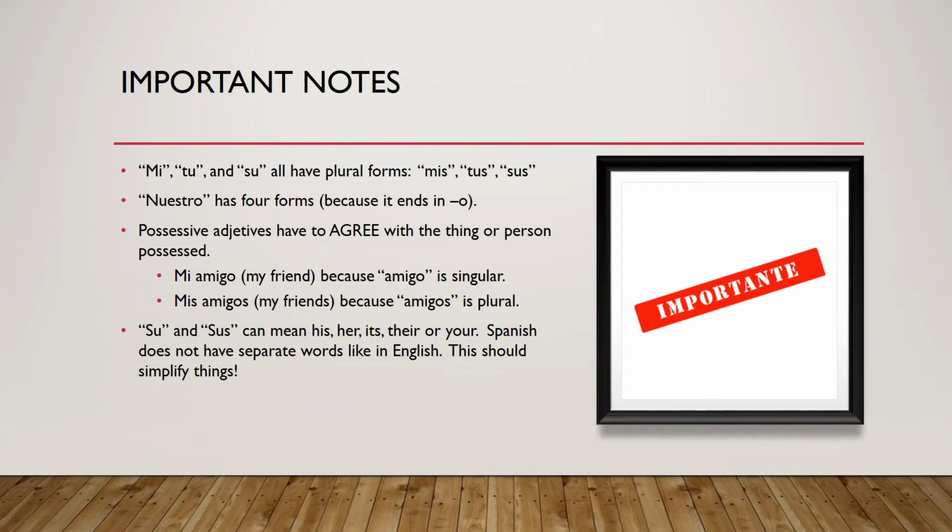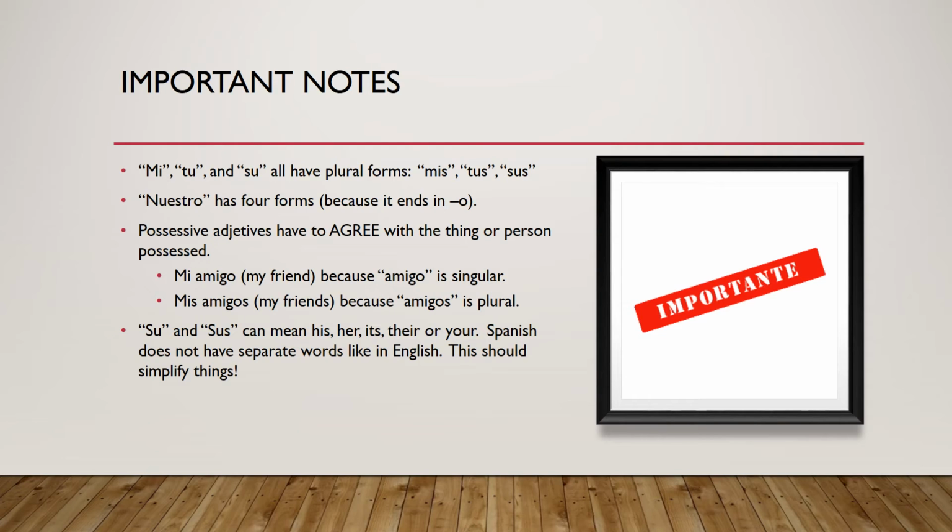So here we have a few important notes about possessives. So mi, tu, and su all have plural forms, mis, tus, and sus. However, nuestro has 4 different forms. Because it ends in O, it could change to be nuestro, nuestra, nuestros, or nuestras. Possessive adjectives always have to agree with the thing or person possessed. So here's an example using mi. Mi amigo is my friend.